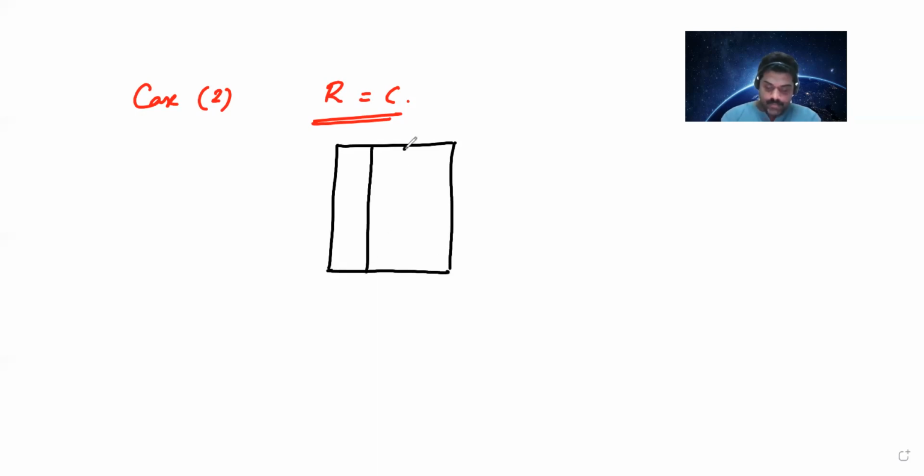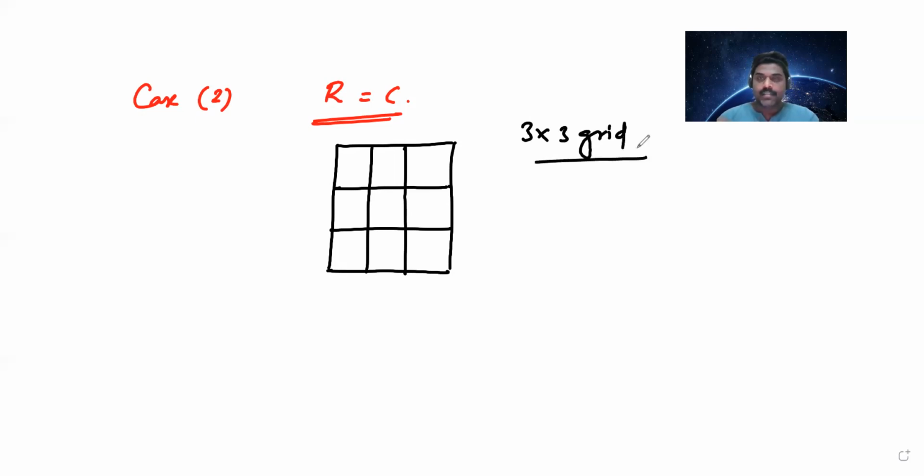This is a 3 by 3 grid. All are squares. Please don't mind the drawing. So this is a 3 by 3 grid, and my number of rows is equal to the number of columns. What I need to do is square the numbers: 3 square plus 2 square plus 1 square, because this is a 3 by 3 grid.